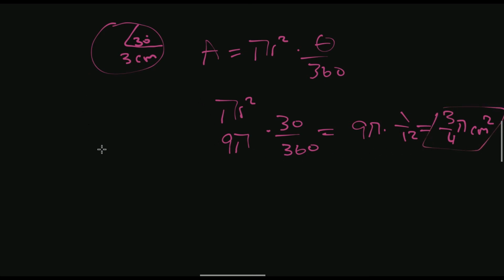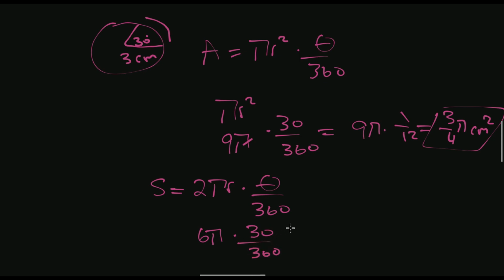That is my area. Now, if I wanted to find the arc length, I know that my s, arc length, is equal to 2 pi r times theta over 360, part over whole times the entire thing. So 2 pi r, well, my r is 3, so 2 times 3 is 6, so I have 6 pi times theta over 360. Theta is 30 over 360. This right here simplifies to 1/12, so 6 pi times 1 over 12 gets me pi over 2 centimeters for my arc length.